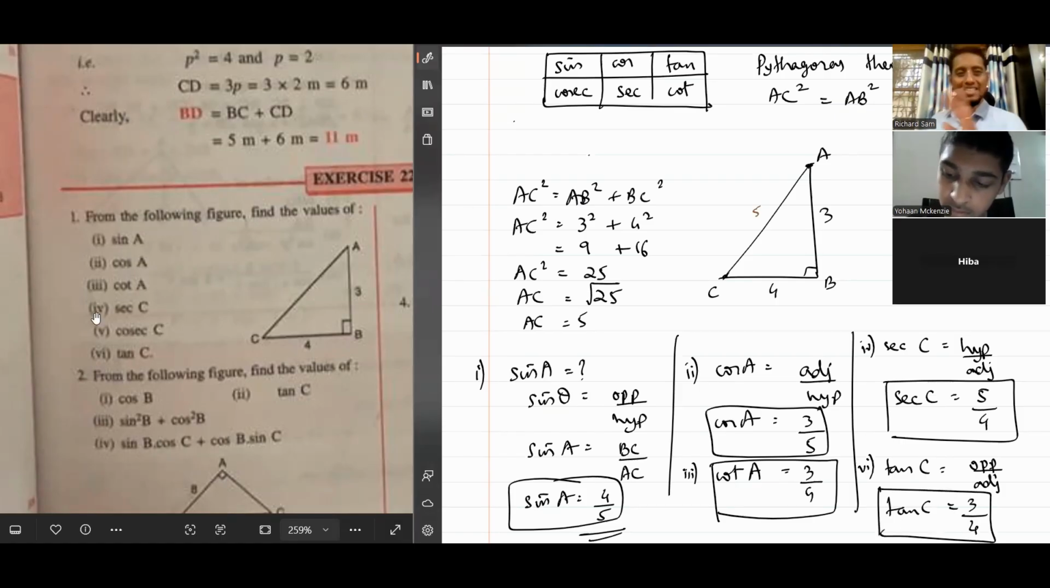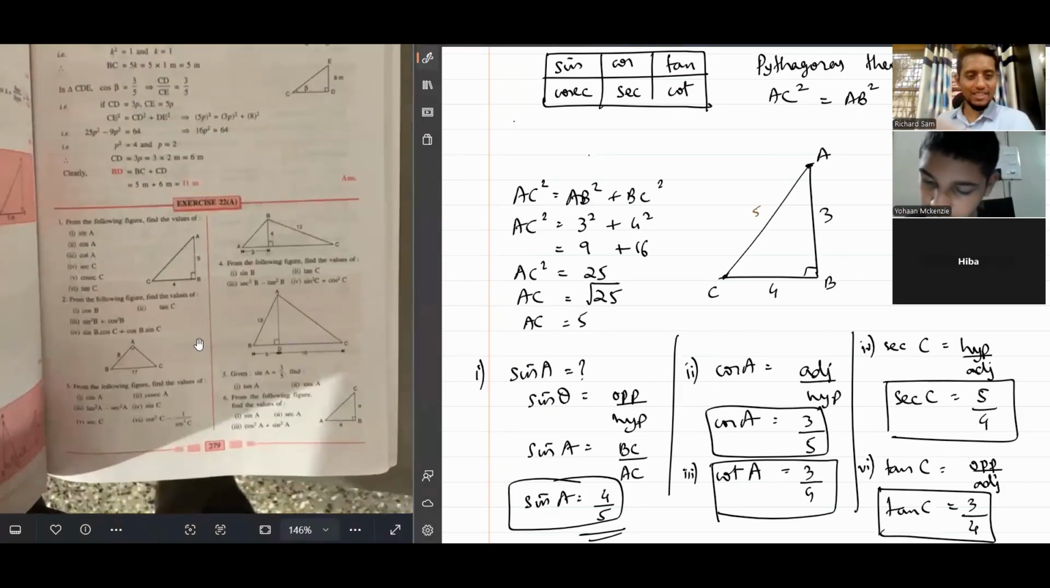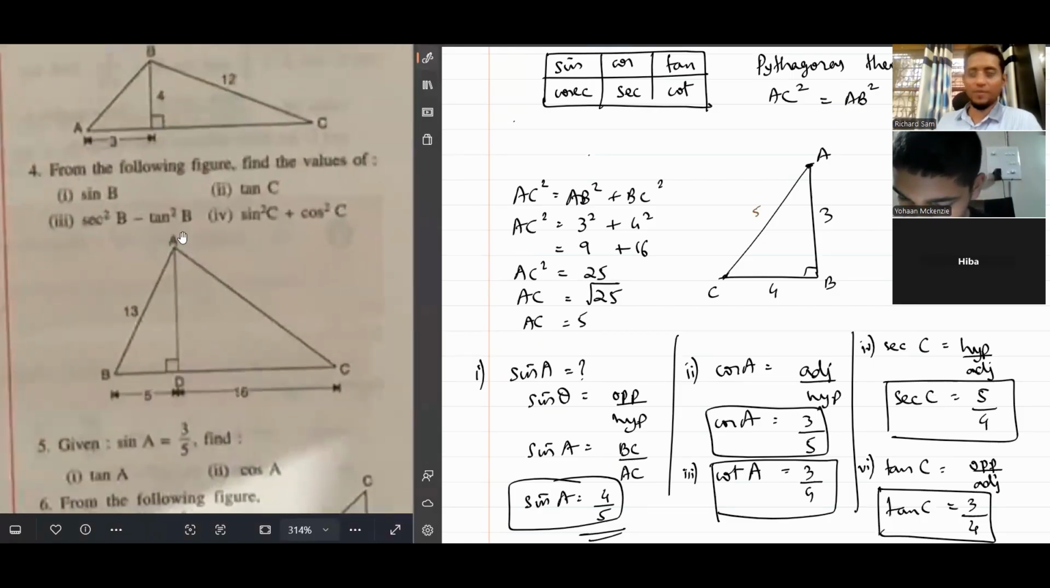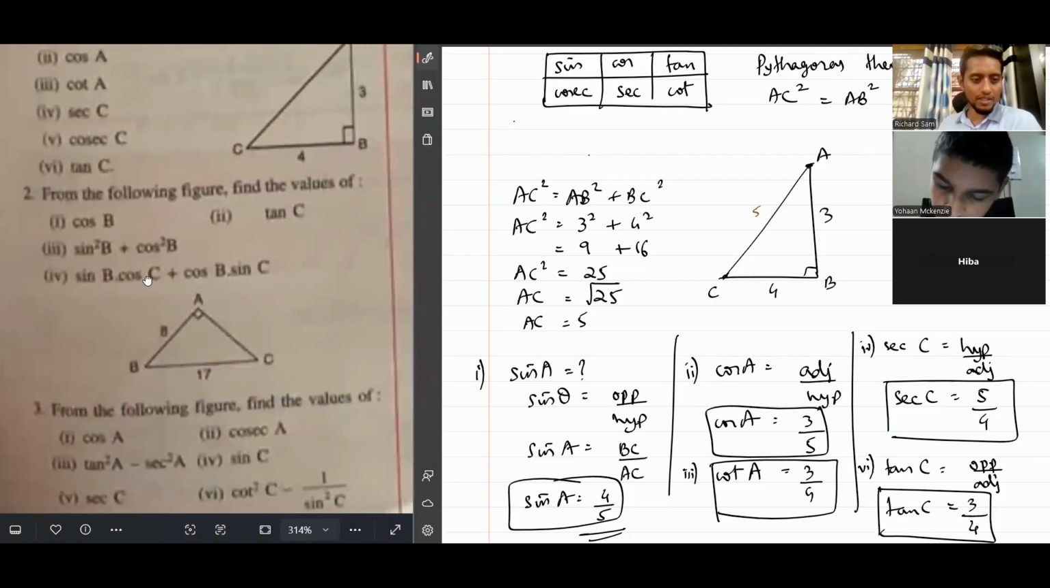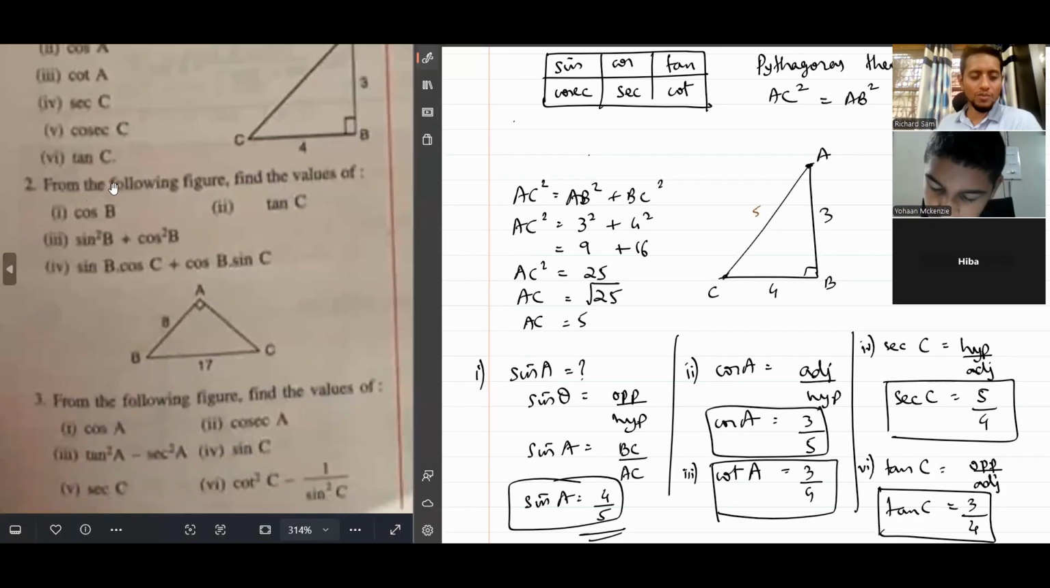Now this whole exercise is like this. They have triangles where you have to first use the Pythagoras formula to find out the missing sides, and then only you can apply these formulas. Look at the second question. From the following figure, find the values of cos B.